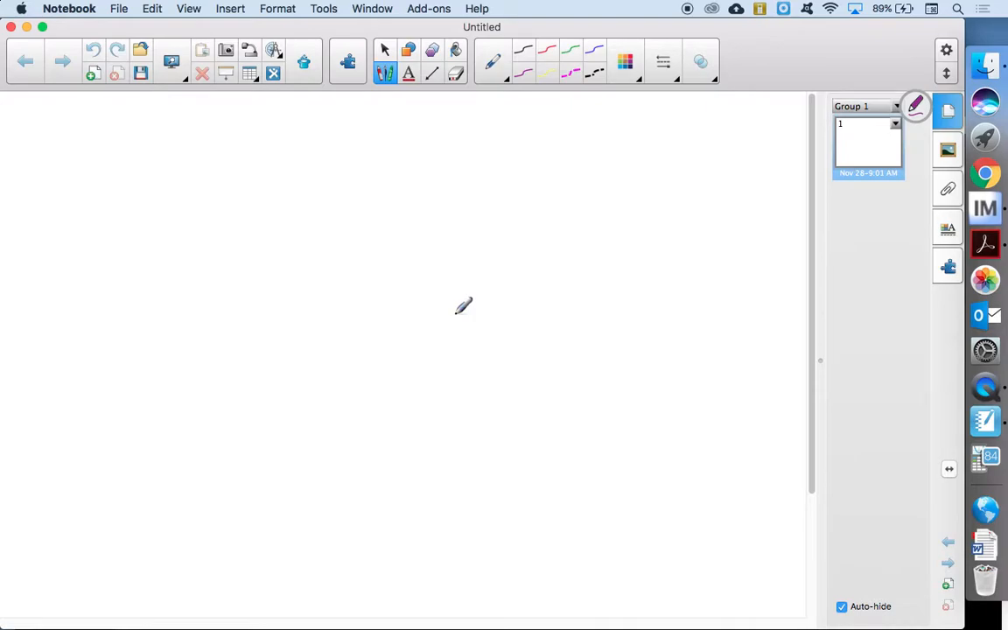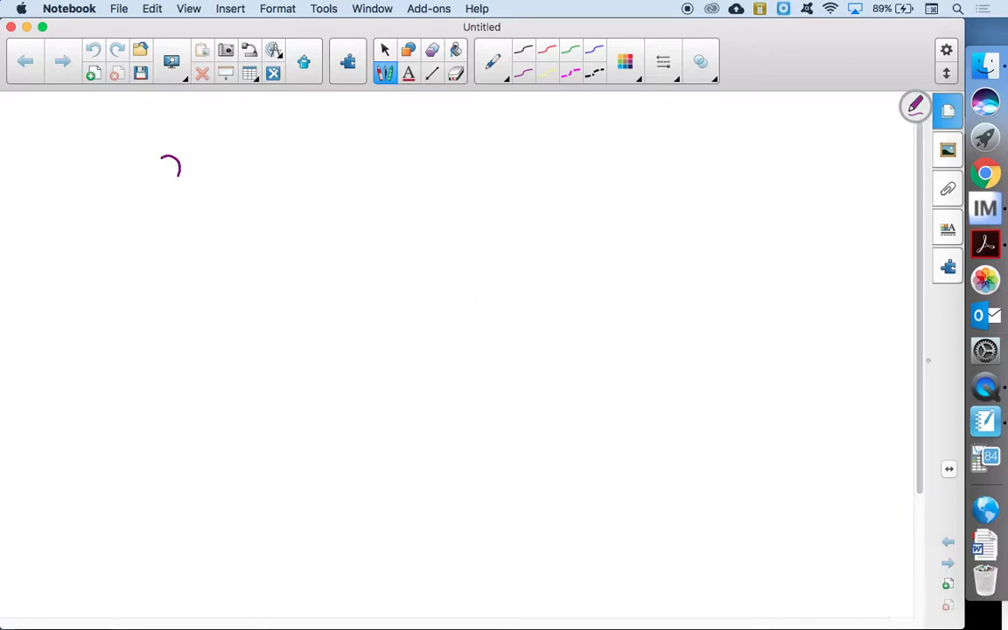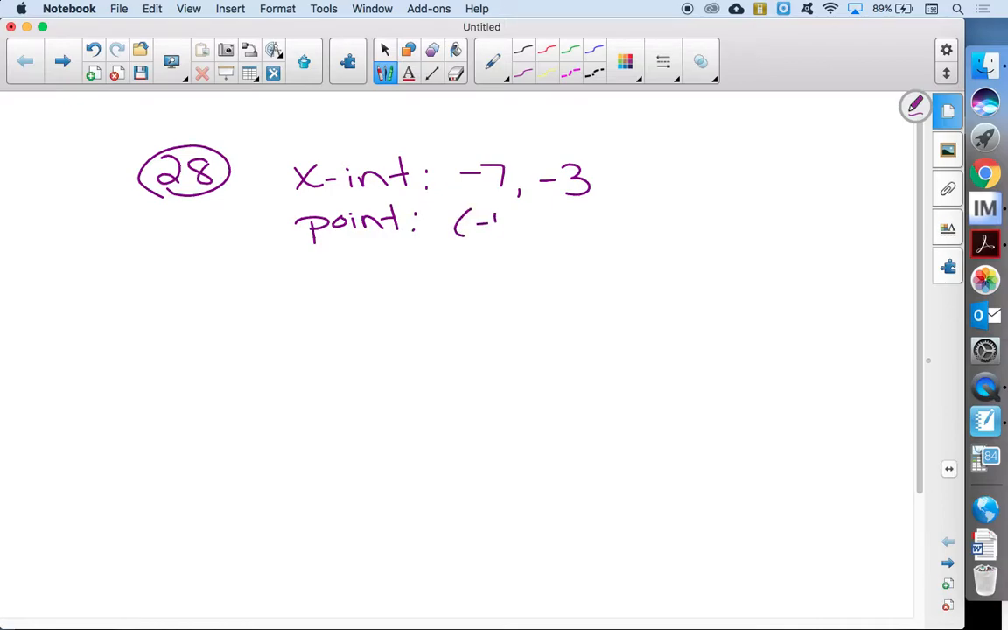All right, so if you look at problems like 28, 29, and 30, I want you to write a quadratic function whose graph has the given characteristics. So for 28, it gives you x-intercepts, negative 7 and negative 3, and it passes through the point negative 1, 12. Your goal is to come up with the equation that corresponds with this information.